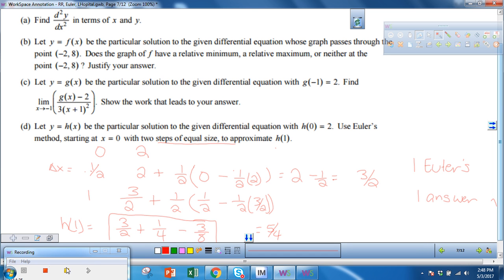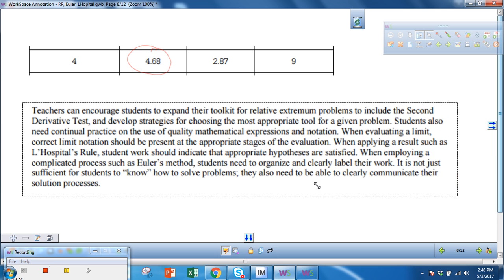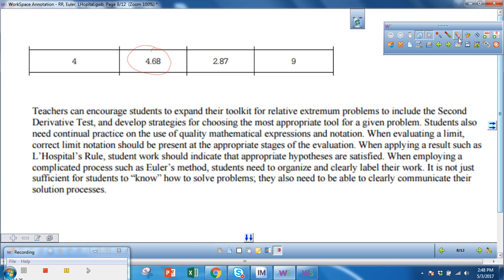Okie dokie. Now we're going to do the next problem. The average on this question was 4.68, so you can kind of score yourself and see how you did compared to national average. Also, there are a couple of things that they want you to know. These are important. These are some things that you need to make sure you know before you take the exam.